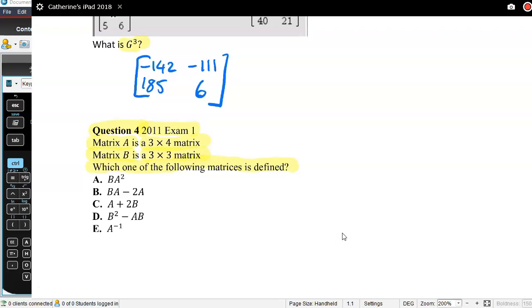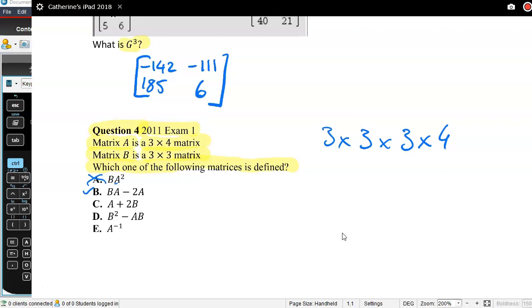Okay, well, let's look at these. This says B times A squared. Now, A is not a square matrix, so it can't be squared. Okay, B times A. Can we do B times A? Well, that's 3 by 3 times 3 by 4. Yes, that can happen. So, yes, that's right. Let's double check.